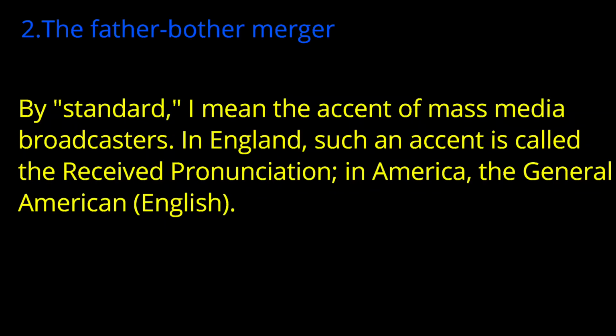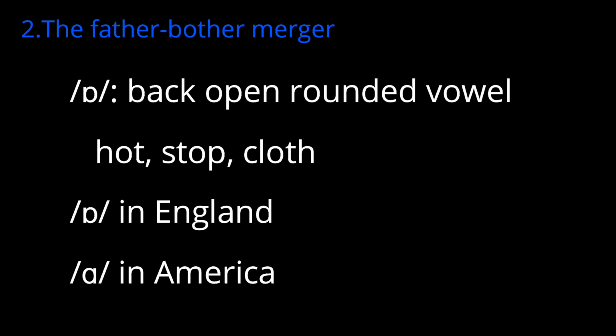Number 2. Standard American English has fewer vowel phoneme sounds than British English. For example, the British back open rounded vowel O does not exist in American English. In Britain, words like hot, stop, cloth are all pronounced with the O sound. In America, they are all pronounced with the ah sound.